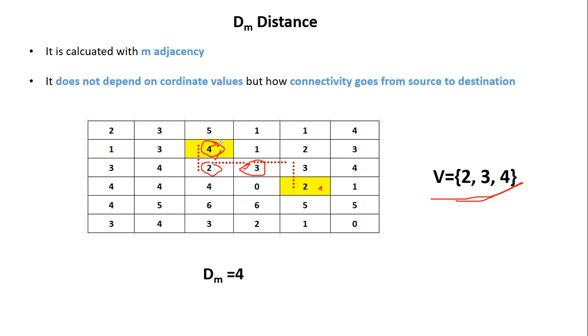So we can't directly take this path, but we take this other path. So this is our first distance. After that we go from 2 to 3.